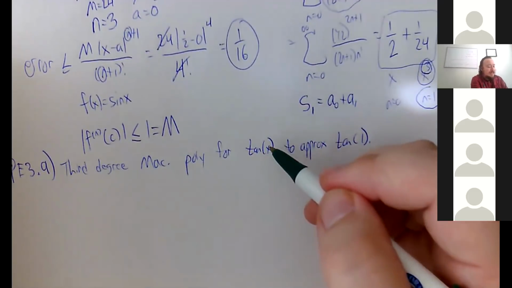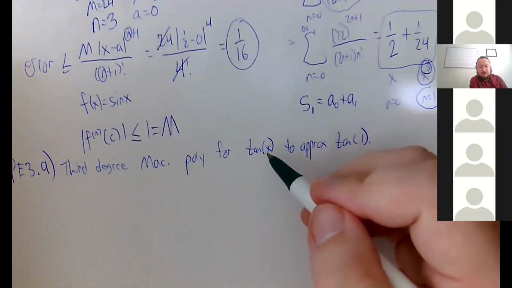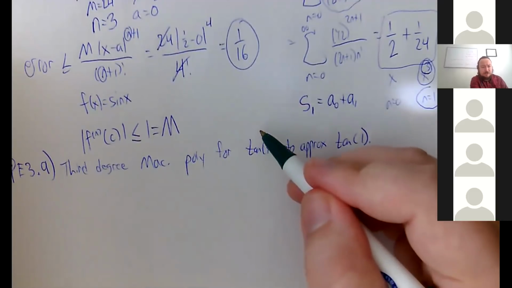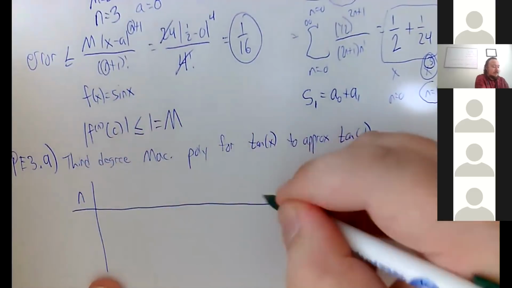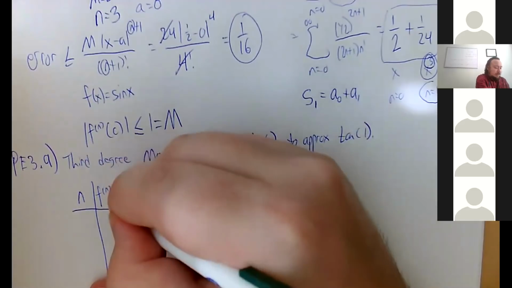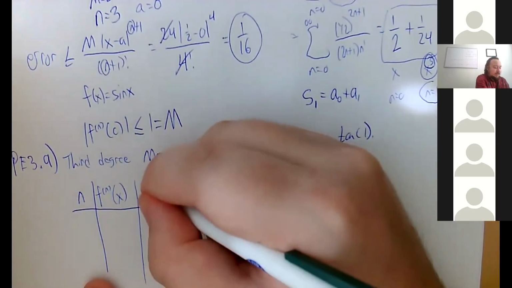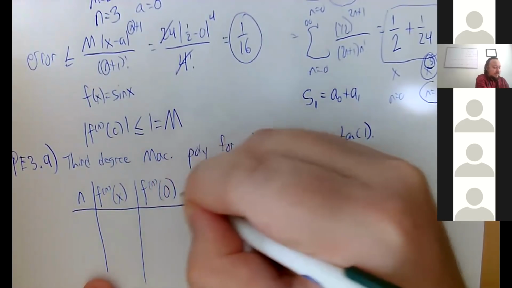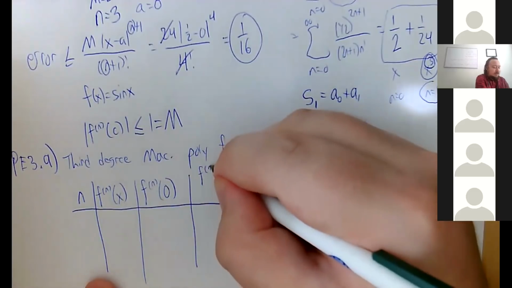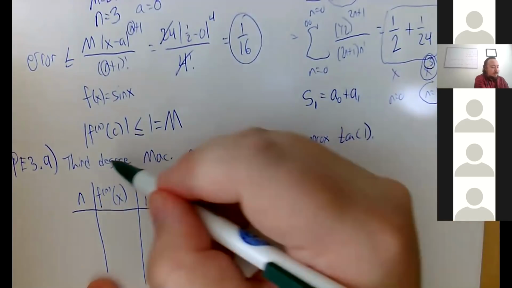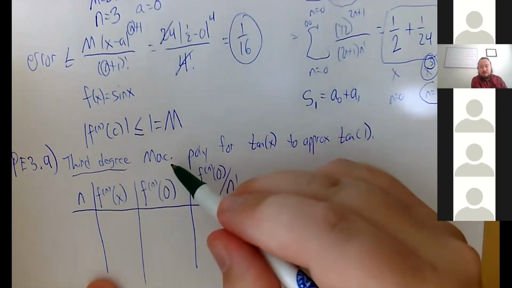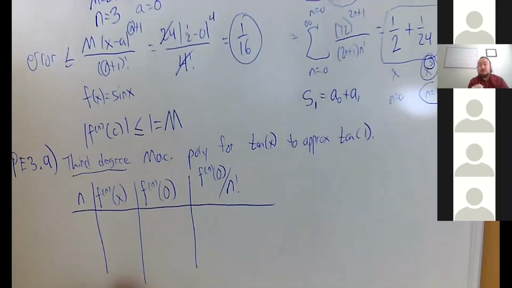All right, now tangent of x isn't one of the common Maclaurin series, so we might need to make this one from scratch. I'm just going to make the table for this guy. We have our nth derivative at x, our nth derivative at 0, and then our nth derivative at 0 divided by n factorial. And since it's a 3rd degree Maclaurin polynomial, I need to go until I get the coefficient for x cubed here.